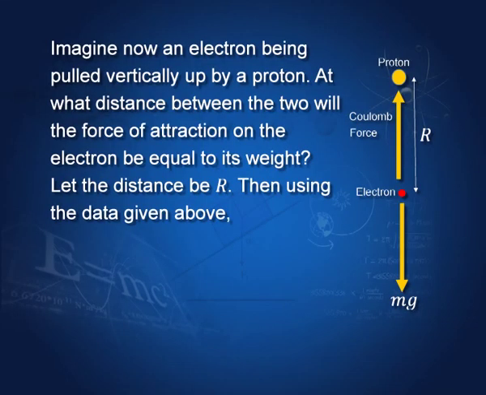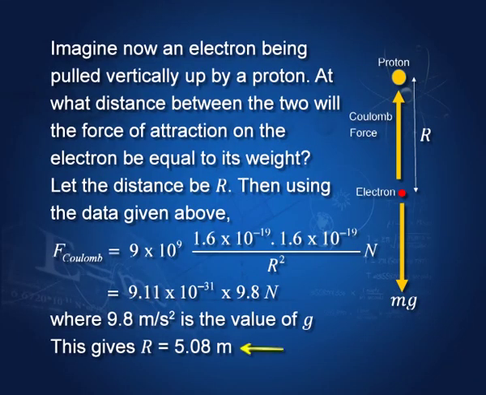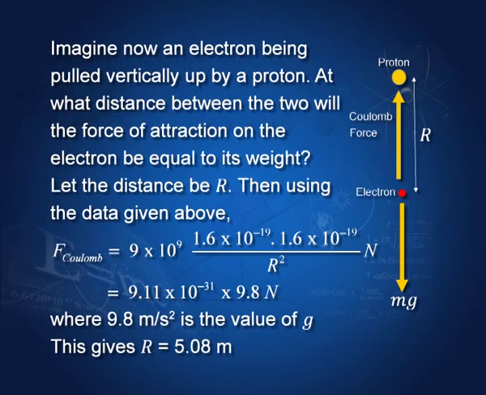So, we just find the force due to Coulomb attraction and then equate that with the weight of the electron, that is 9.11 times 10 to the power minus 31 kilograms into 9.8, and both forces are in newtons. You equate the two and you can get r equal to 5.08 meters. That is, if I place a proton and electron at a distance of 5 meters roughly, then the electron will not be attracted by the earth, because the force of attraction by the proton balances the force of gravity.